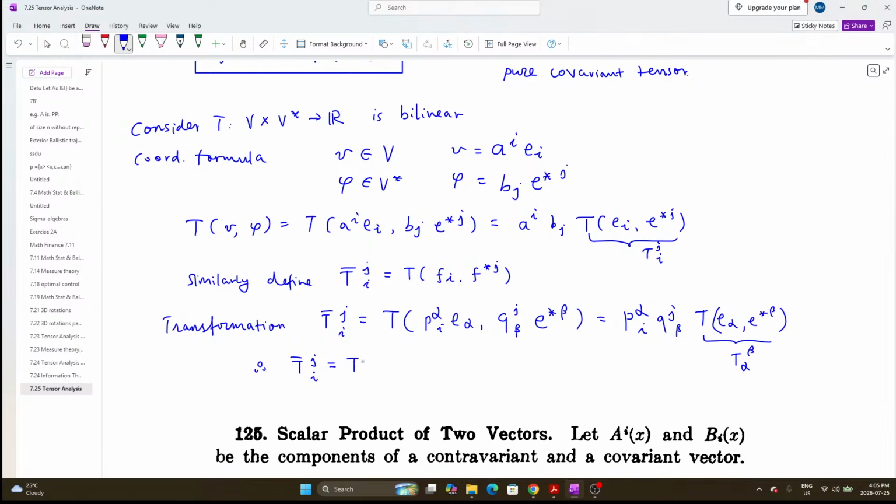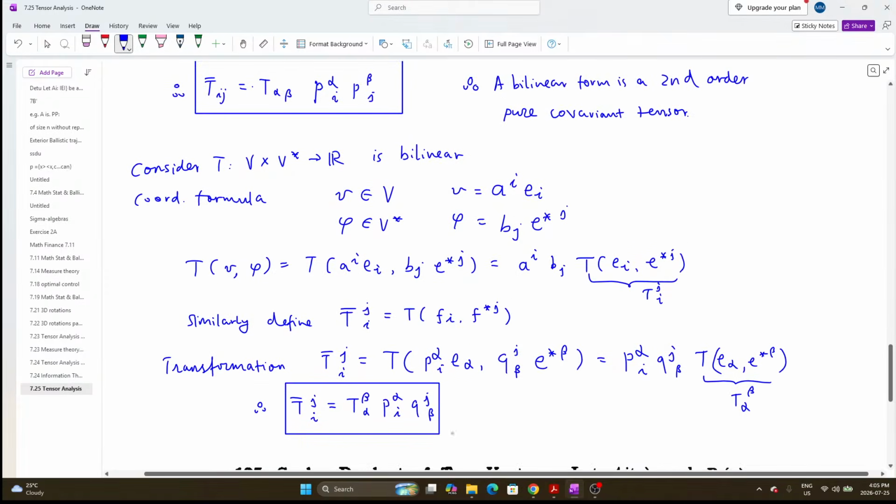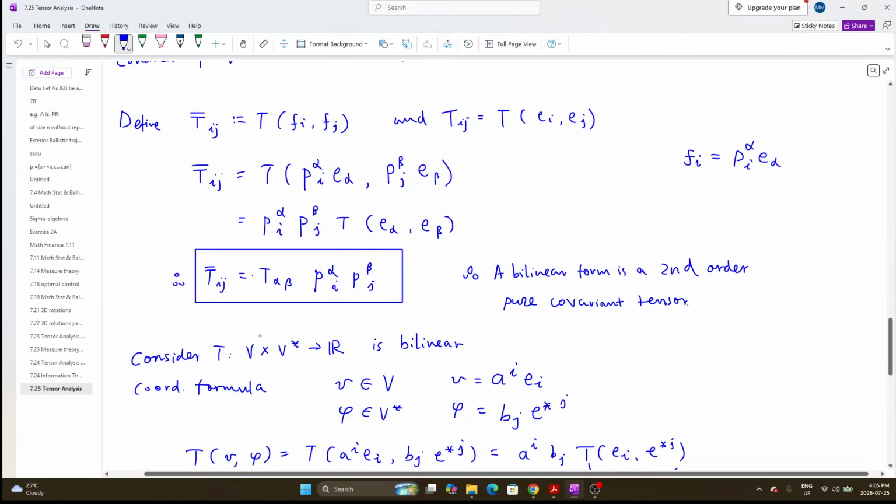Okay, T in unprimed coordinates, P alpha I, Q J beta. This is a mixed tensor, a second order mixed tensor, mixed tensor (1, 1). All right? So hopefully now there shouldn't be any doubt.